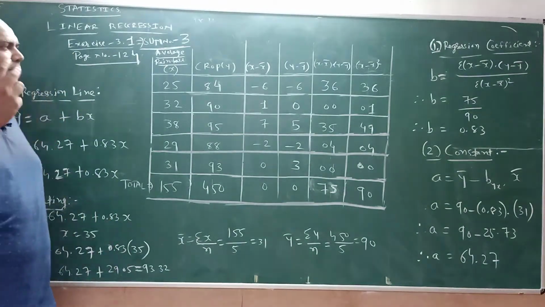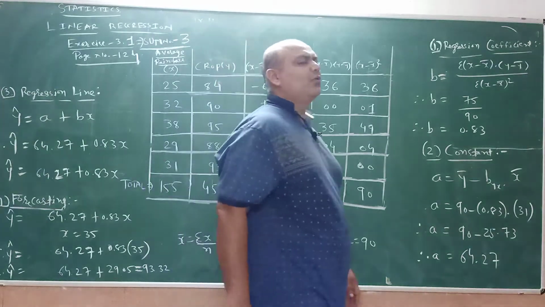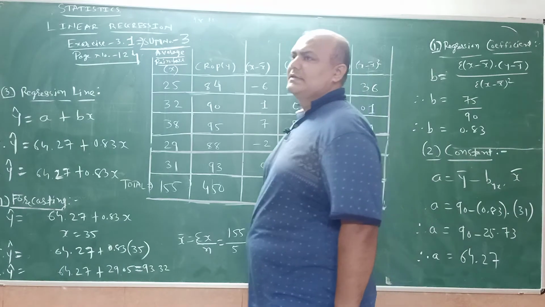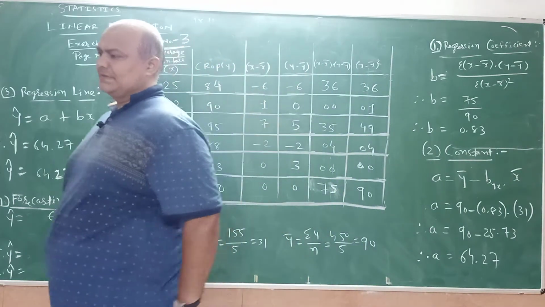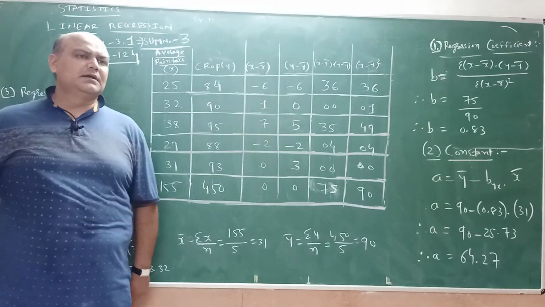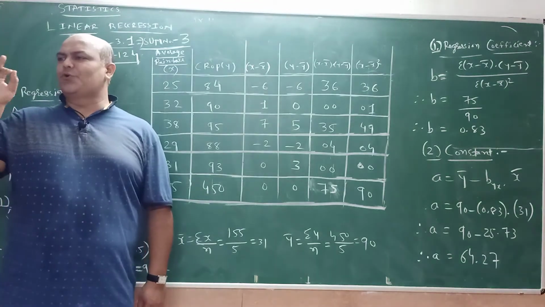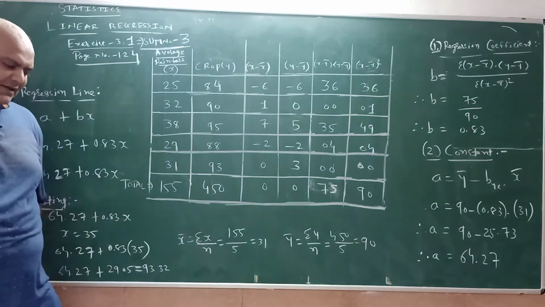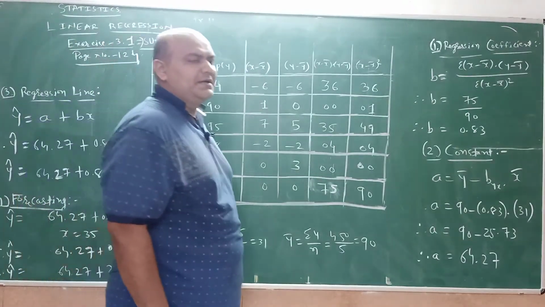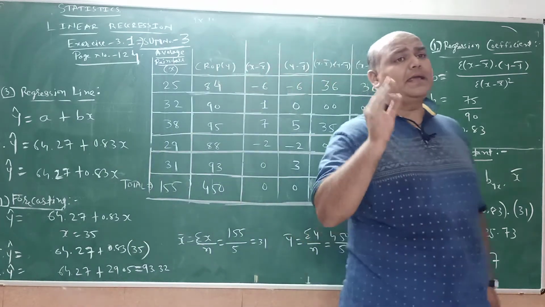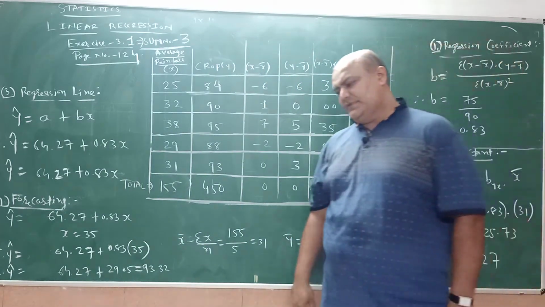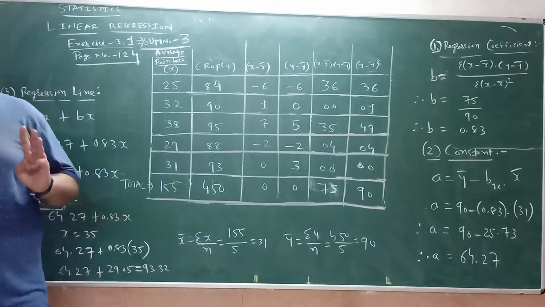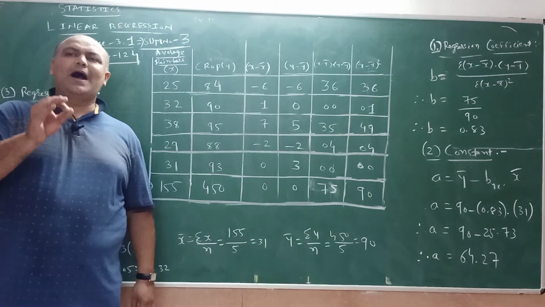Students, as you all now know, to find the regression line we have to go through 3 steps. Number 1, find the regression coefficient, that is called small b. Second is the constant, which is denoted by small a. And the third is the regression line, which is denoted by y cap.